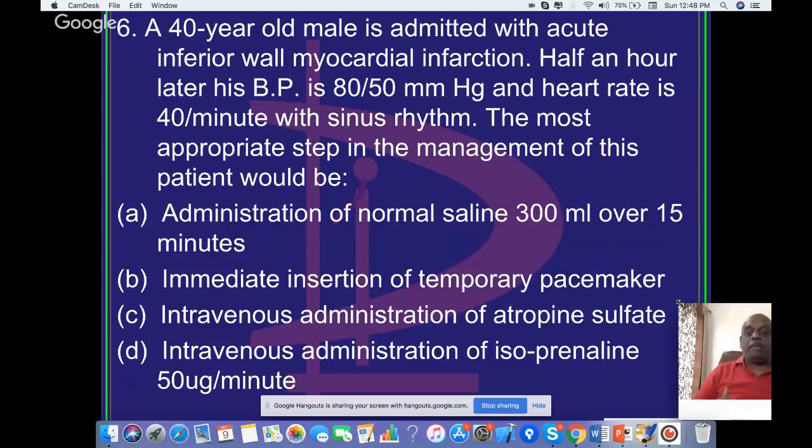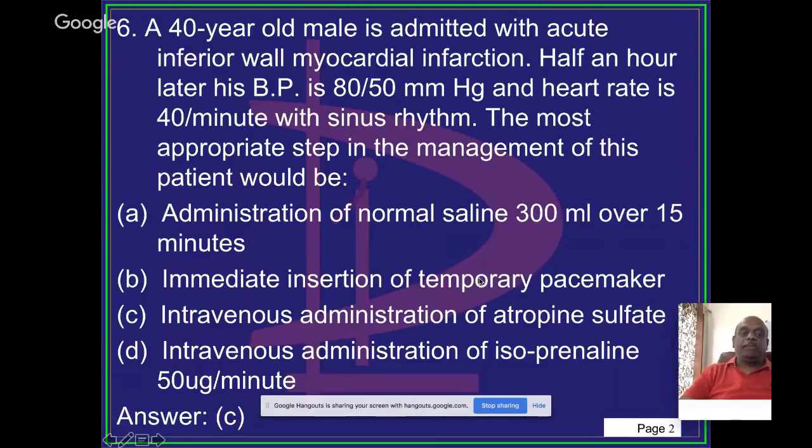So how do you want to manage this given clinical scenario, doctor? So classically we will be using atropine sulfate in order to improve the heart rate whenever there is any heart block, which is the fastest way.